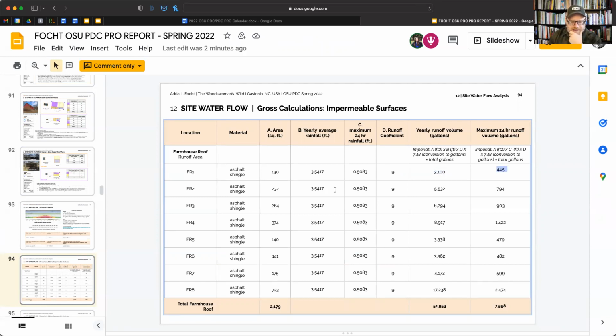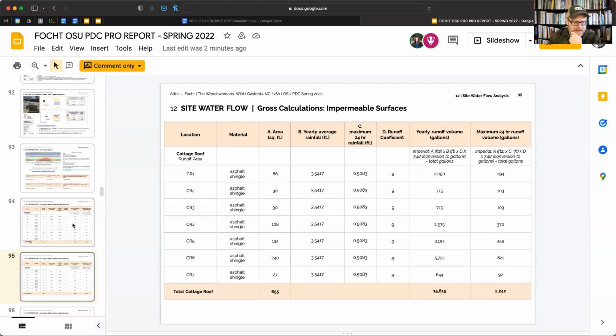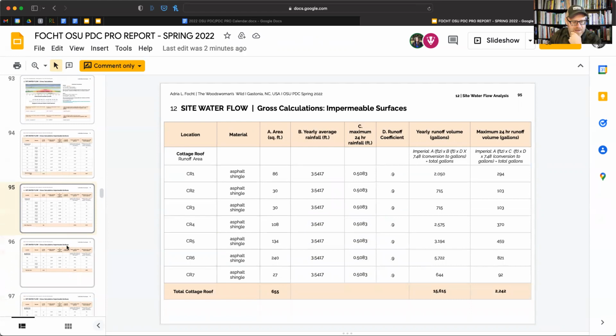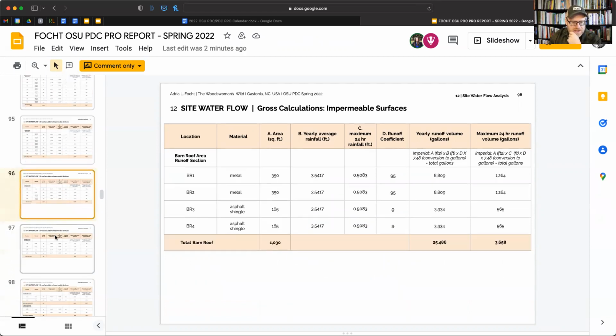You've noticed she hasn't put in ditto marks for anything, which I highly recommend not doing. We want to have a full and complete table. And then she's done farmhouse total. And then she's done this for each of her buildings, which I recommend. So she's done each of these.